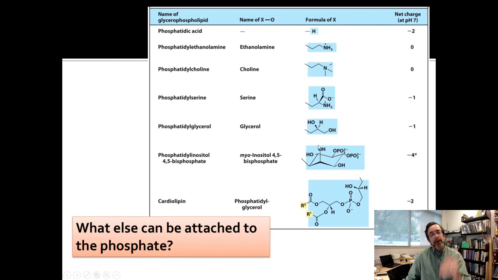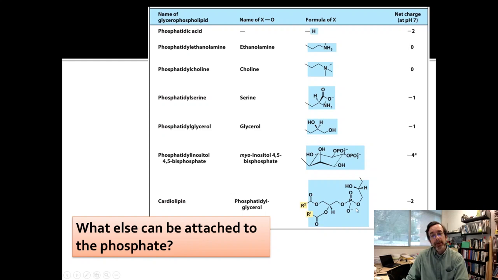Down here at the bottom, we're getting a little more complicated, but the ones at the top, I want you to know. Basically, the simple ones from glycerol on up. And you should know that a sugar, in general, can be put onto the phosphate, but that was sort of an extension of the sugar chapter.